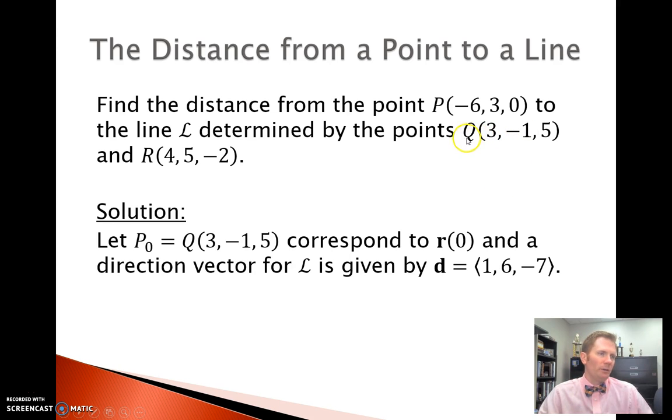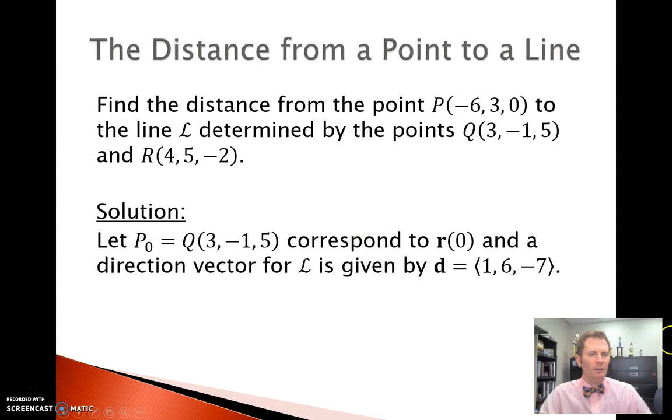So if we just arbitrarily pick Q to be the point P0, then that point would correspond to r of 0 when the direction vector for L is given by D, defined as you see here, 1, 6, -7. So where did the 1, 6, -7 come from? That comes from taking R and Q and subtracting associated components. So 4 minus 3 gives us the 1, 5 minus -1 gives us the 6, and -2 take away 5 gives us the -7. So we have the direction vector and we have P0.